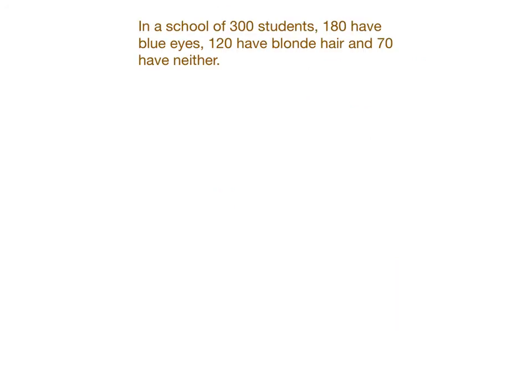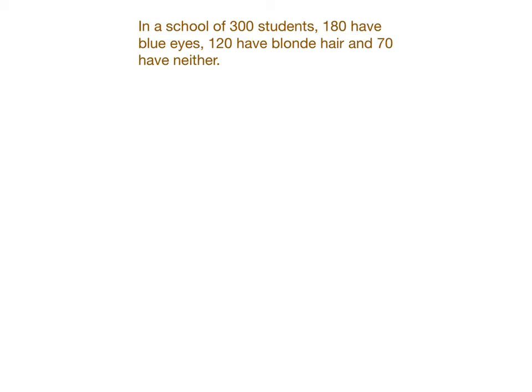So let's look at this situation here. In a school of 300 students, 180 have blue eyes, 120 have blonde hair, and 70 have neither. And yes, I'm aware that 180 plus 120 plus 70 is more than 300, but that doesn't matter. So this is the kind of situation where we might represent information in a Venn diagram or a two-way table. They both do essentially the same thing.